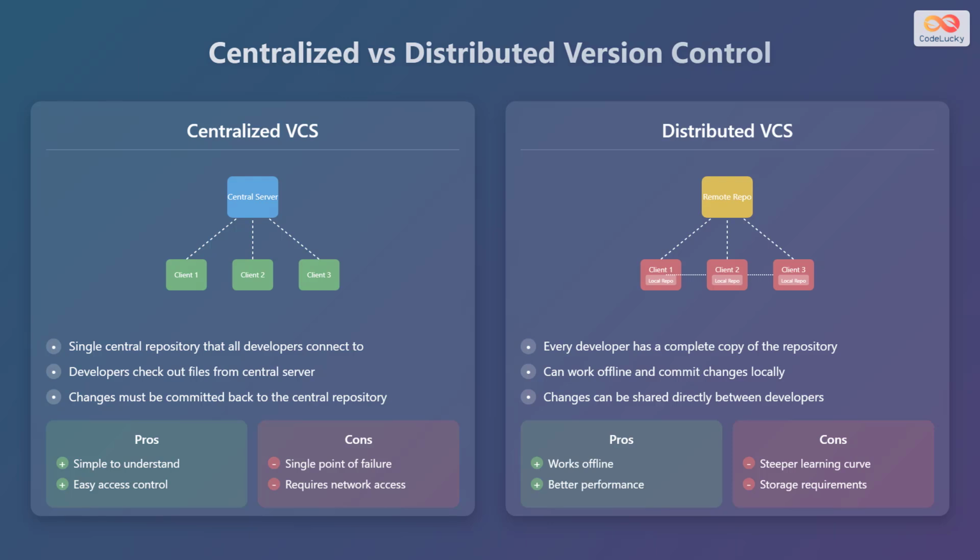On the other hand, in a distributed version control system, every developer has a complete copy of the repository. Developers can work offline and commit changes locally. Changes can be shared directly between developers, and there is no single point of failure. The advantages include the ability to work offline and better performance. However, the disadvantages are that it has a steeper learning curve and higher storage requirements.